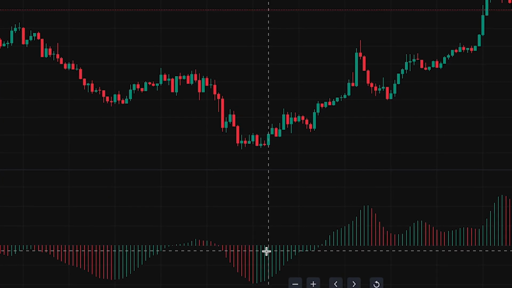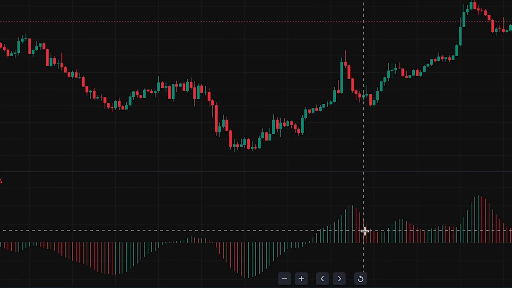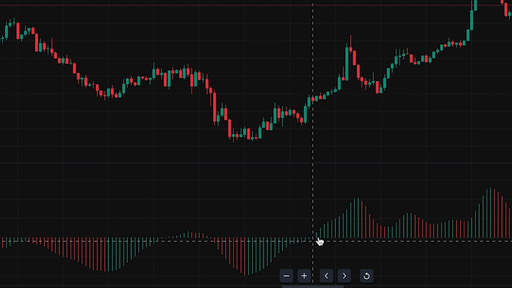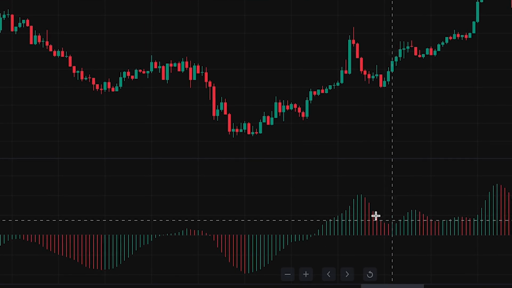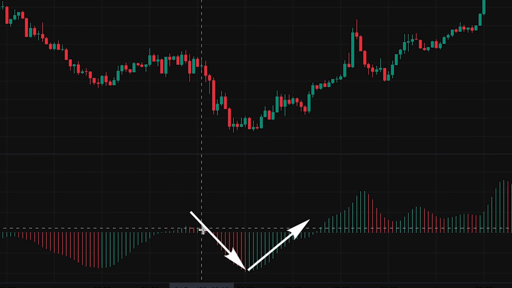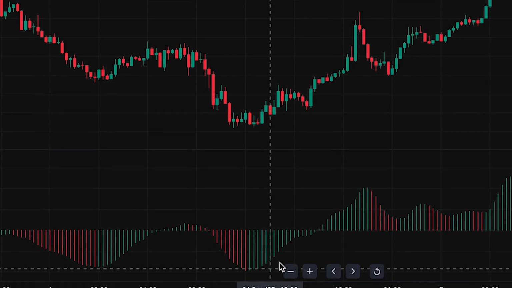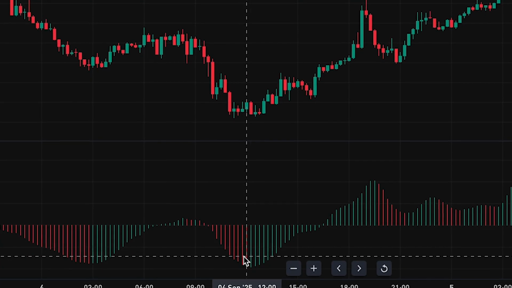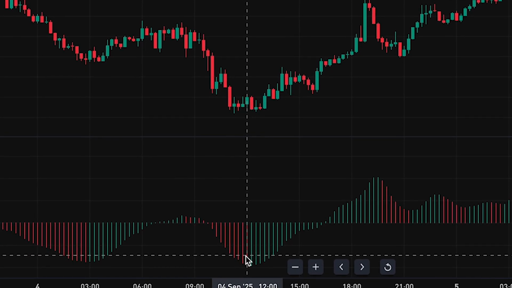And as you can see, the colors of the columns change regardless of the zero line. So sometimes we have a chart that crosses the zero line from top to bottom, or bottom to top. But the color of the columns doesn't depend on it. The color of the columns shows us the change in momentum. There's a moment when we're likely to have a chart bounce.